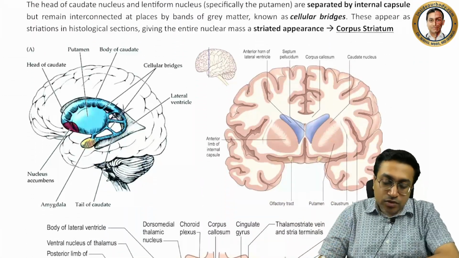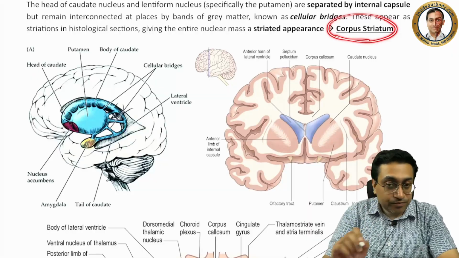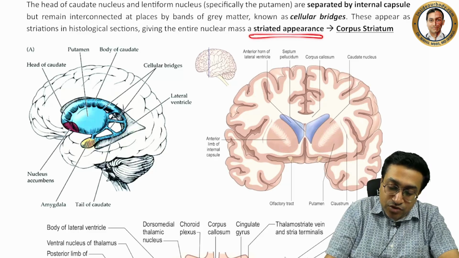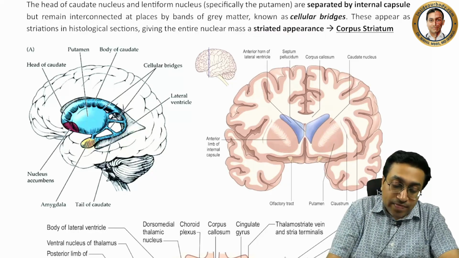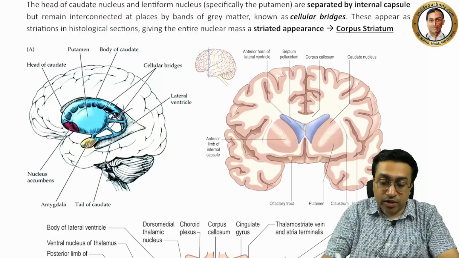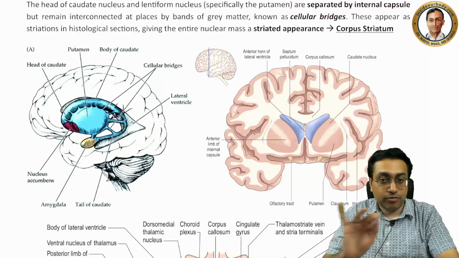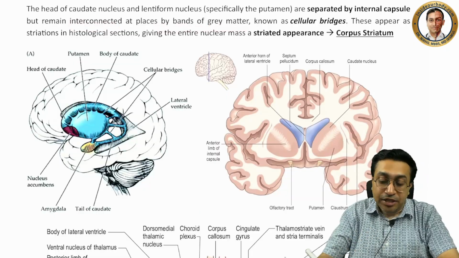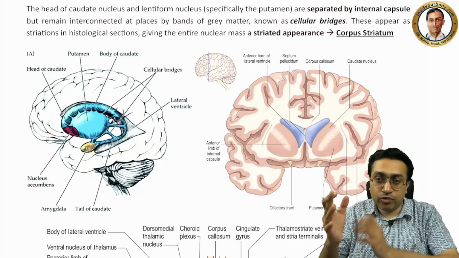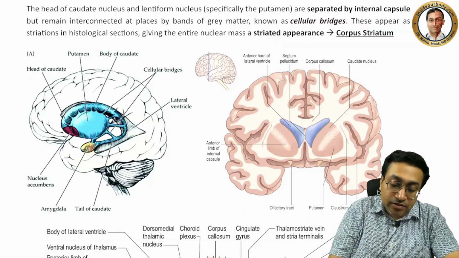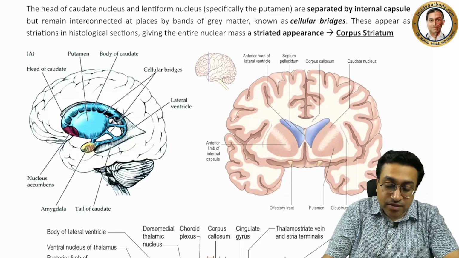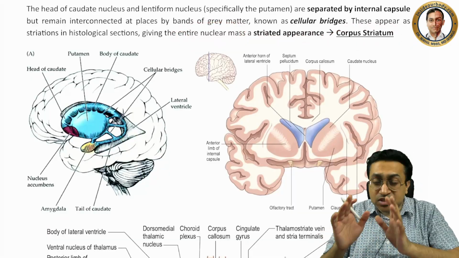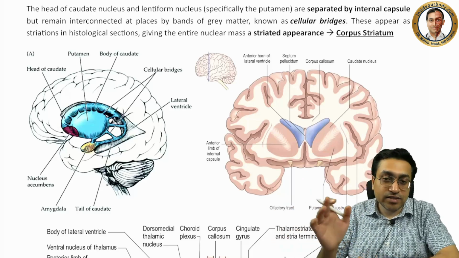All right, now see, I told you in the beginning regarding the corpus striatum. This corpus striatum, I told you, is having the striated appearance. Okay, so the head of the caudate nucleus and the lentiform nucleus, they are separated by internal capsule, I explained in the beginning, and they remain interconnected at places by bands of gray matter which are known as cellular bridges. Again, I told you with the help of the fingers examples. This appears in histological sections, and this gives the entire nuclear mass a striated appearance, and that is known as corpus striatum.